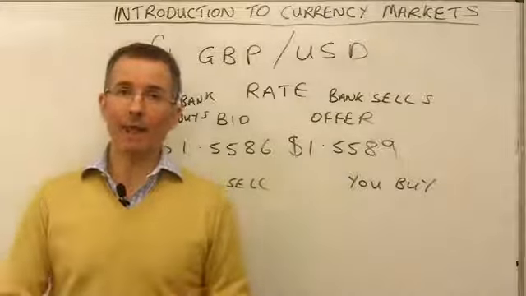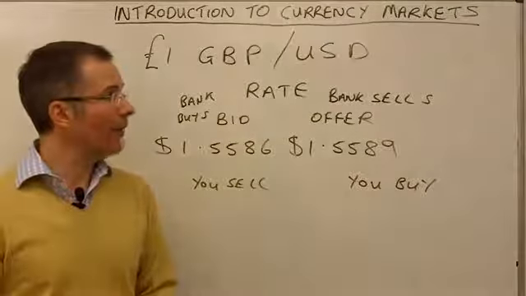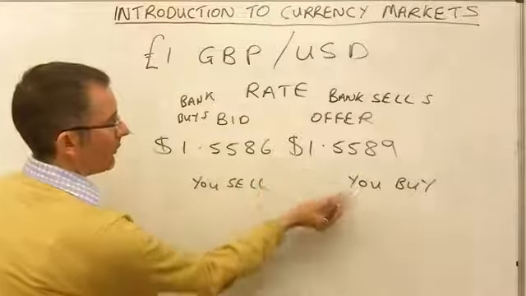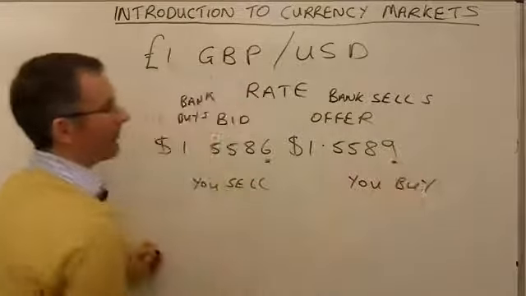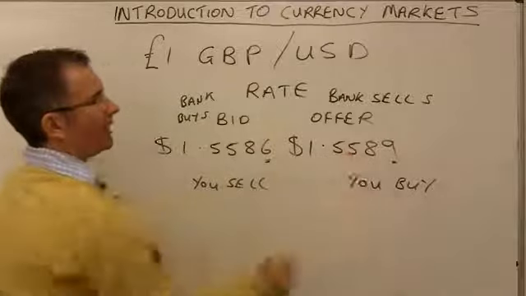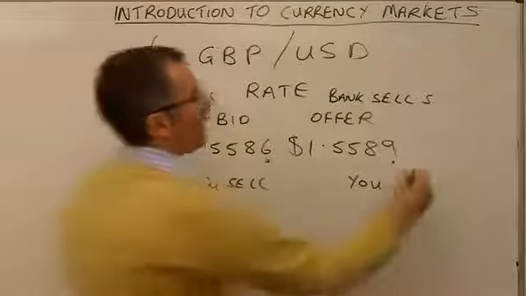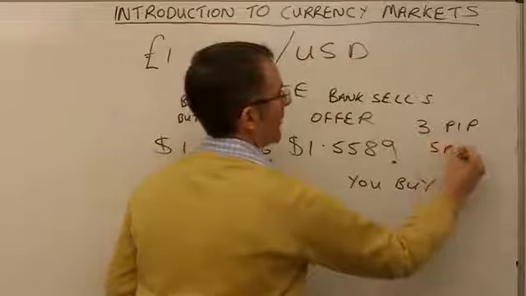The beautiful thing about liquid currencies, major currencies, is the spread is pretty narrow. And here's another bit of jargon. The spread here is 3 something. So 86 plays 89. That's a very small proportion of $1, 0.0001 if you like, of the dollar. So that would be known, just a bit of jargon, as a 3 pip spread.